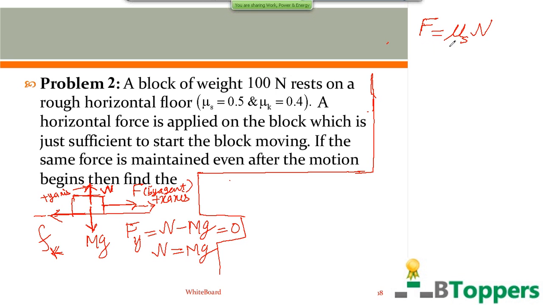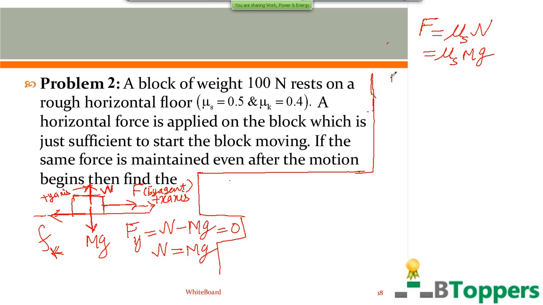Strictly speaking, the block starts moving when the horizontal force applied to the block just exceeds this limiting friction μs into N. That means the block starts moving even if the magnitude of the horizontal force applied to the block exceeds this limiting friction by an infinitesimally small amount. So according to the problem, the horizontal force applied to the block is just sufficient to start the block moving. Therefore, the magnitude of the horizontal force applied on the block can be taken as equal to the magnitude of limiting friction, that is μs into N or μs into mg.